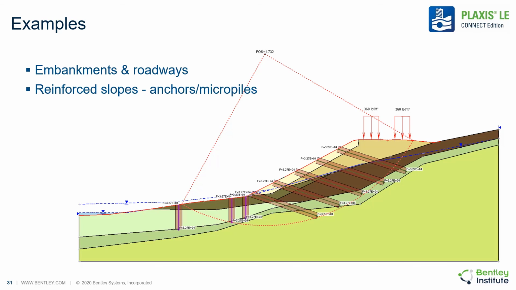Embankments and roadways are a good example of an application of the software. This shows anchors and micropiles put into a slope, as well as a load on the upper surface, and then the resulting critical slip surface calculated through these different patterns. And you can adjust your design to find out where your critical slip surface might end up.